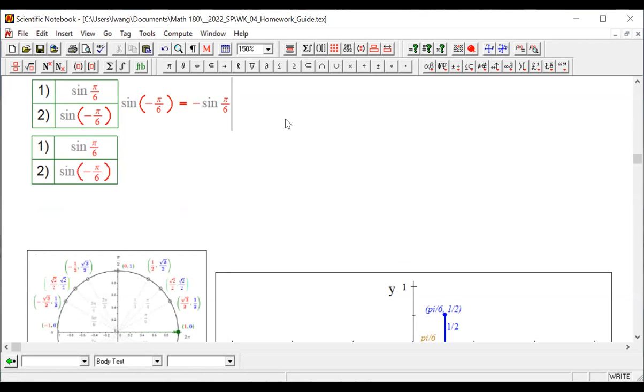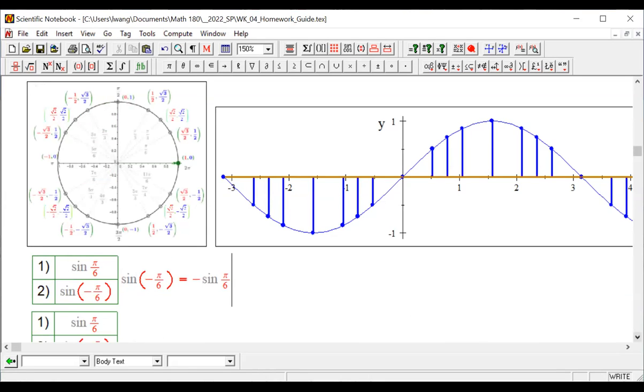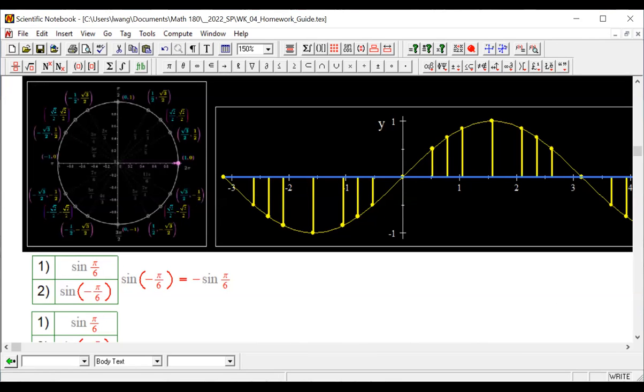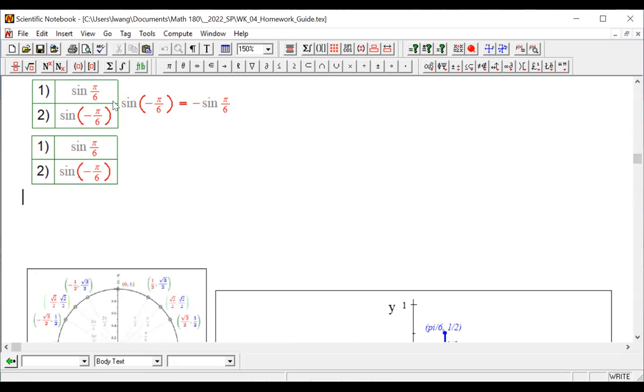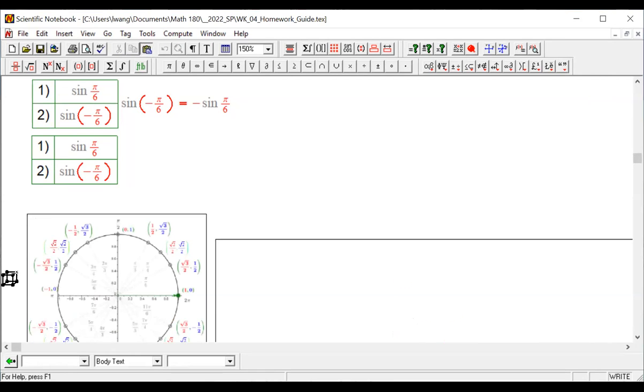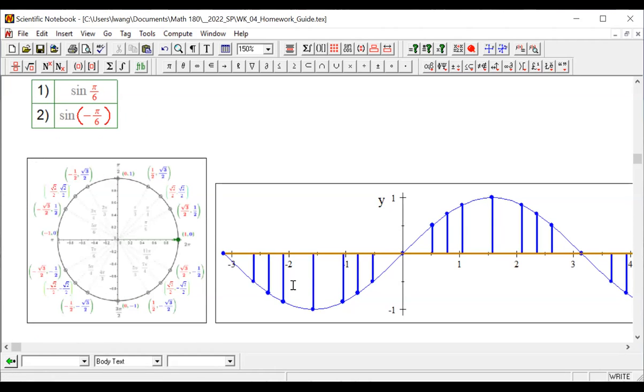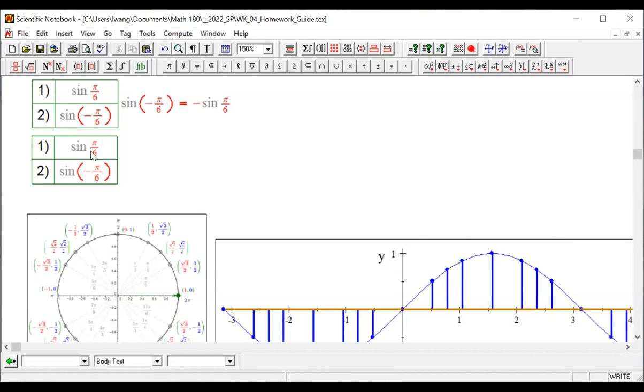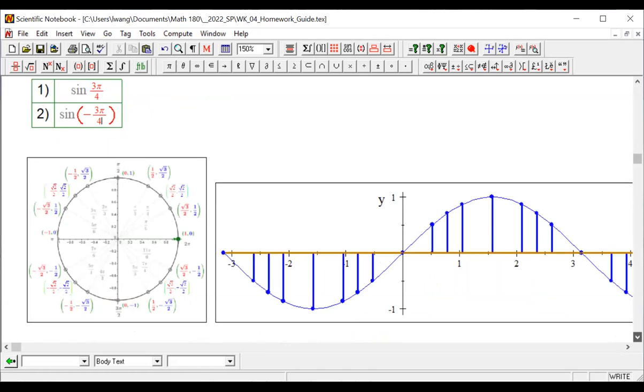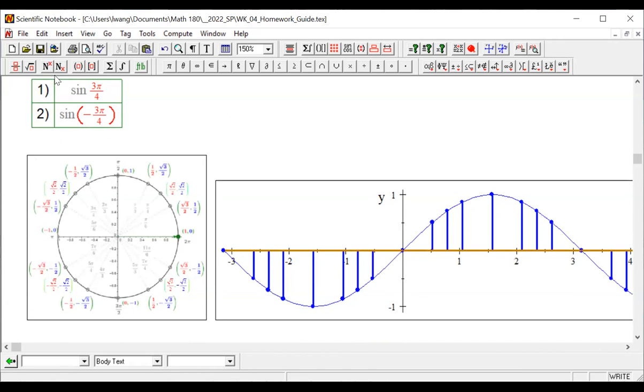What I'm going to do is take this whole thing and put it underneath, so that when I need to use them, they're right there, reflecting on the three pillars. This time the question will be 3 pi over 4, and this is negative 3 pi over 4. What do I wish for you to do? 3 pi over 4.